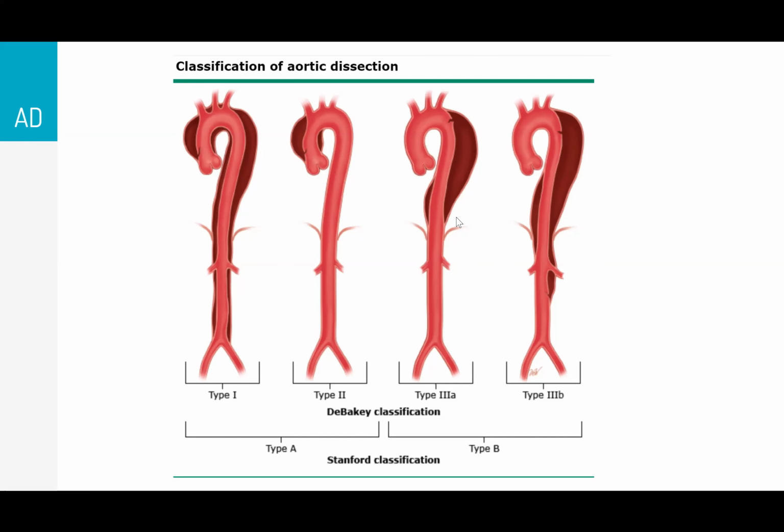Type 3, there are 2 types in type 3. We have type 3A and type 3B. Type 3 is a dissection with a tear that happens after the left subclavian artery. For type 3A, the extent of the dissection goes up to the diaphragm. For type 3B, it goes after the diaphragm.